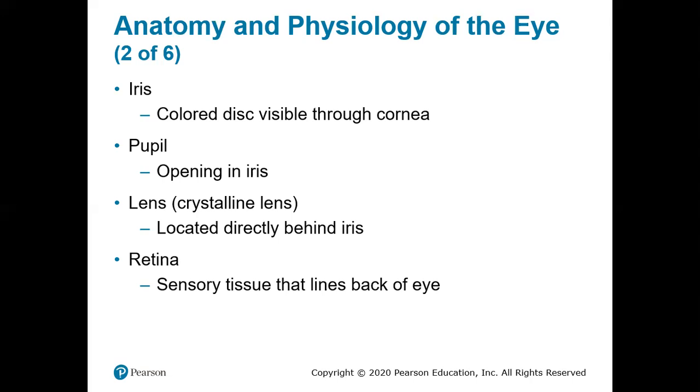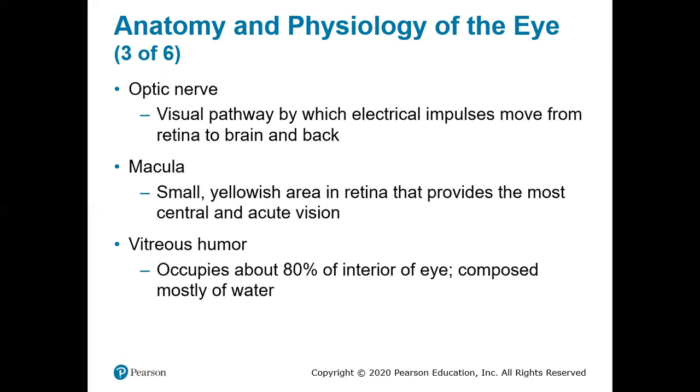The lens or crystalline lens is located directly behind the iris, and the retina is the sensory tissue that lines the back of the eye. Optic nerve is the visual pathway by which electrical impulses move from retina to the brain and back. Macula is the small yellowish area in the retina that provides the most central and acute vision.